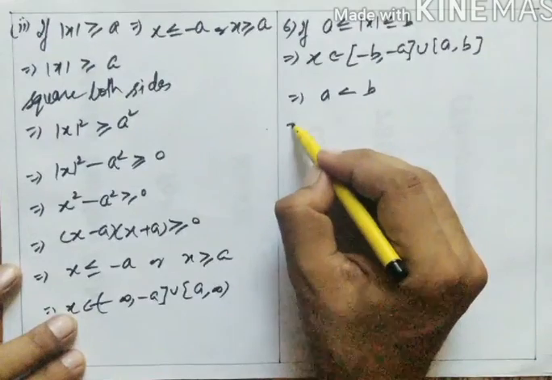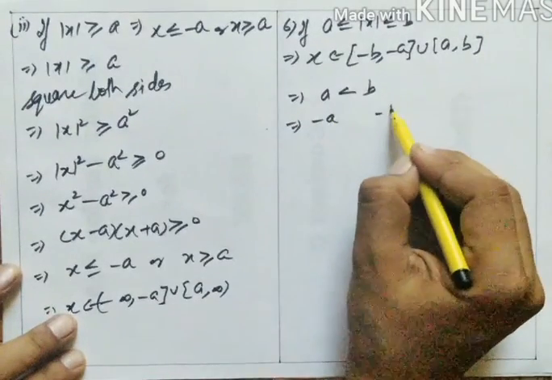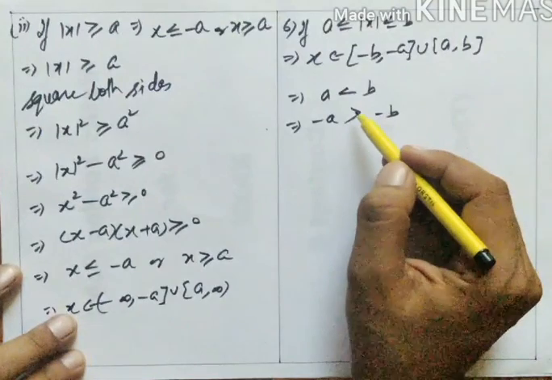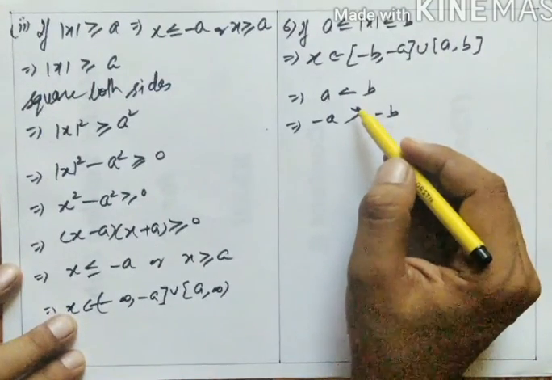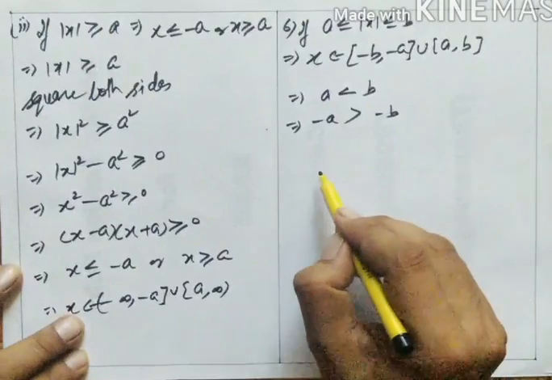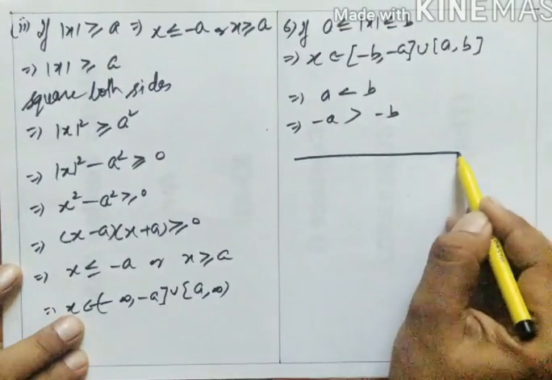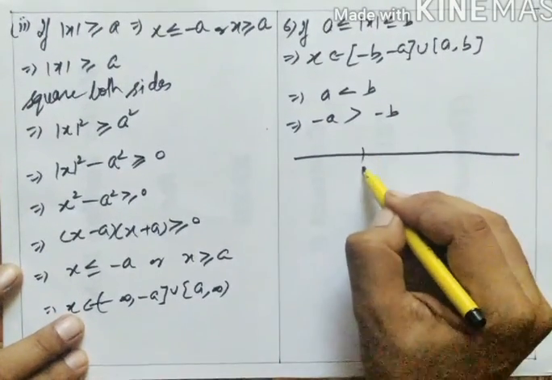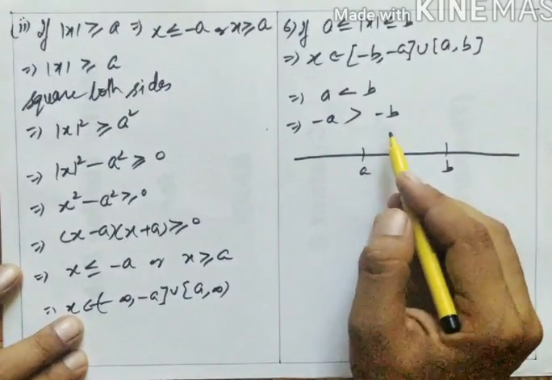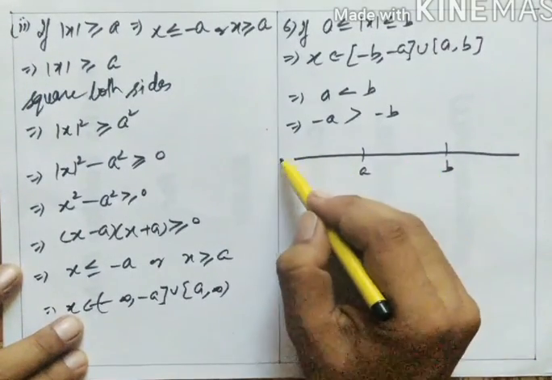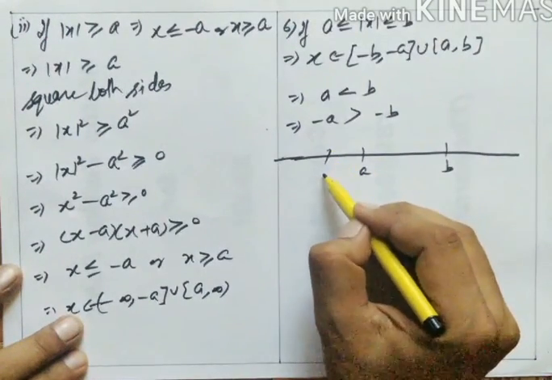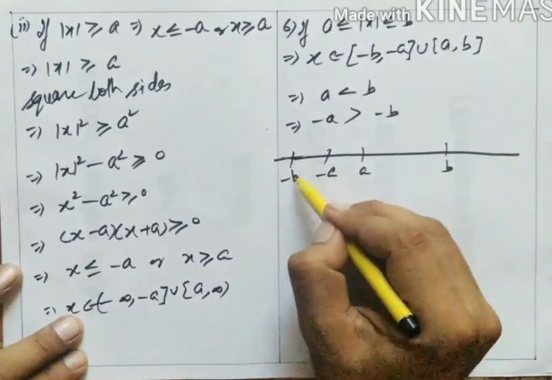If I multiply with a minus sign on both sides, the sign will reverse. This we know before also, that whenever in an inequality we multiply or divide with a negative number, the sign reverses. Now if I draw a number line like this, because a is less than b, a will come here and b will come here, and minus a is greater than minus b. Now that means this will be minus a and this will be minus b.